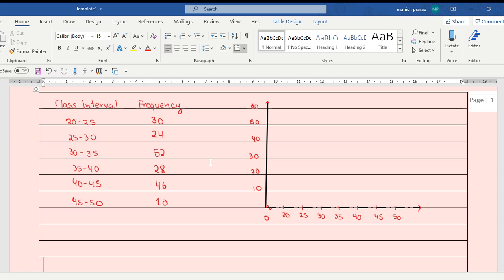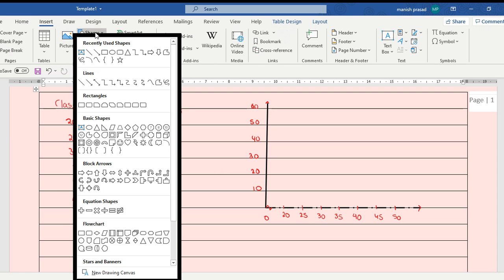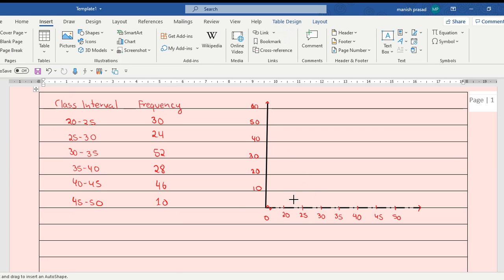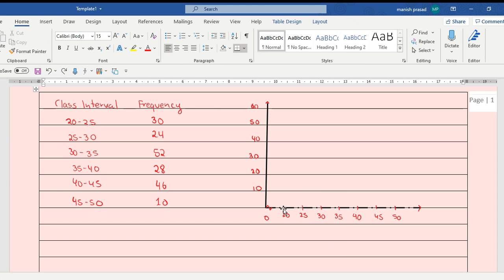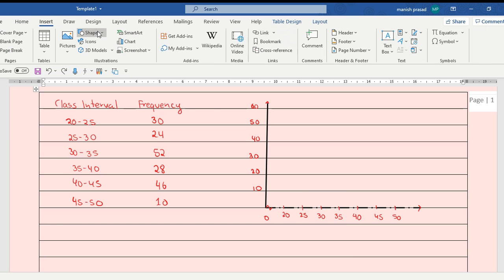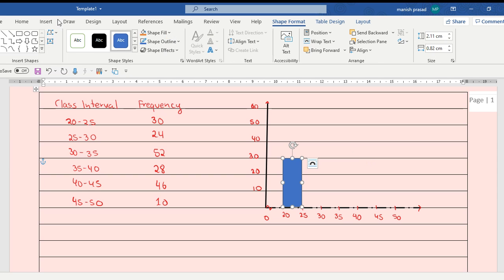Now, 20 to 25 is 30. So what we need to draw is a rectangle over the interval 20 to 25, up to 30. The first one is like this. Then 25 to 30 is 24. So we will come here, 24 will be less than half. So we have our 24.